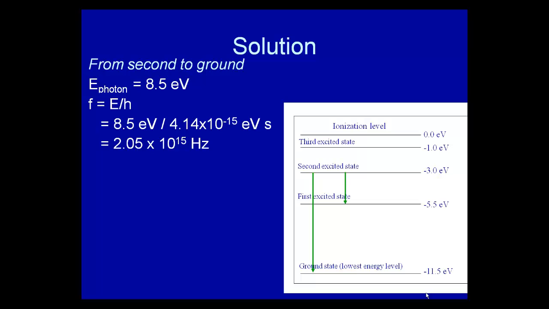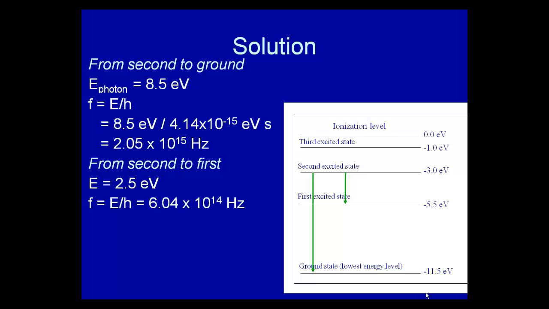The next one is when I go from the second excited state to the first excited state. That's a difference of 2.5 electron volts. So therefore the frequency is 6.04 times 10 to the 14th hertz. The third one is when I go from the first excited state down to the ground state. So in other words, it can go from the second excited state down to the first excited state. It'll stay there for a millisecond. And while it's doing it, as it goes down, it emits a photon. Once it gets to that first excited state, it will then eventually jump back down. So I can have 3 potential different lines that I'm going to see.